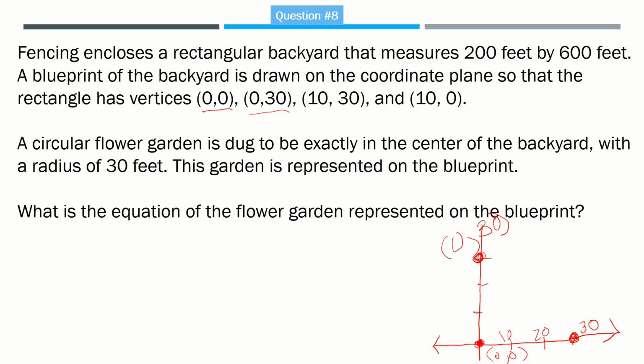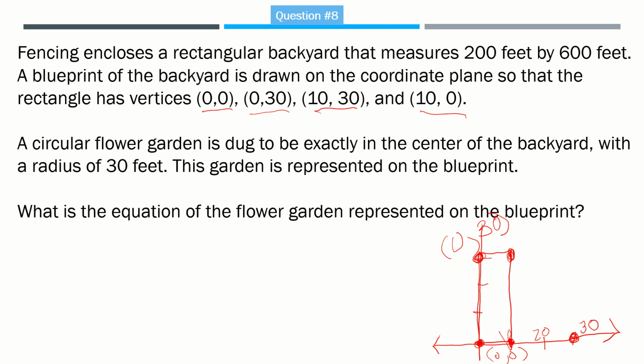All right, and then I'm going to plot 10, 30. So I go over 10, up 30. And then 10, 0. Over 10, up 0. So we have a rectangle in this shape.